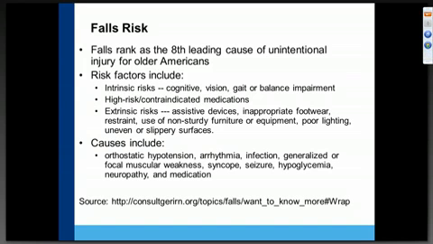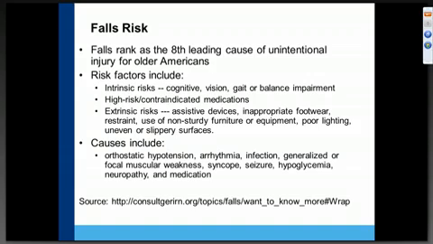Looking at falls risk, eighth leading cause of unintentional injury for older Americans. The source of this information is from the consultgerirn.org website. A lot of valuable information, evidence-based there. But when we look at risk factors, it may be intrinsic risks such as they have cognition problems, perhaps they have visual problems, they have gait or balance impairment, perhaps they're on high risk or contraindicated medications which may put them at higher risk. And we need to know what those are.